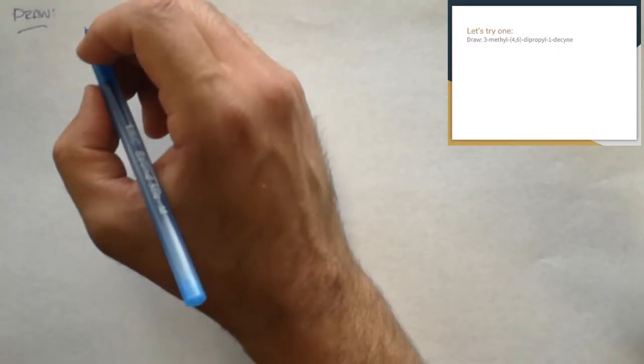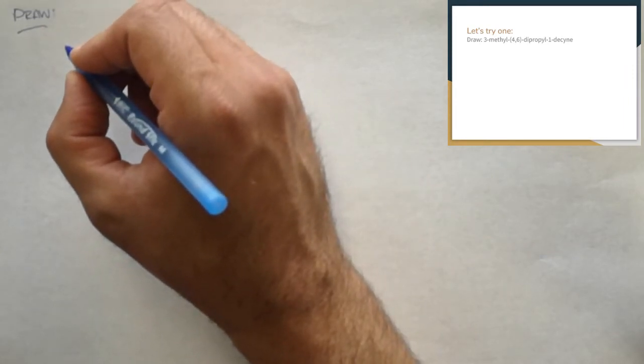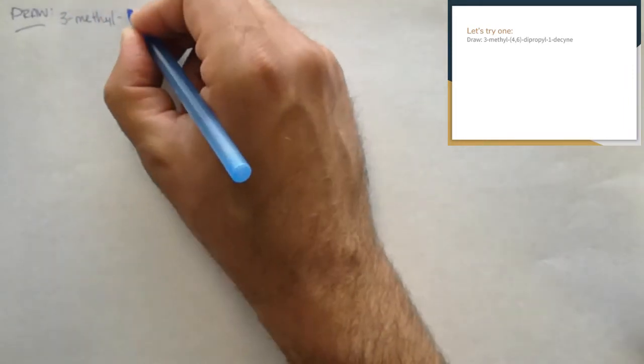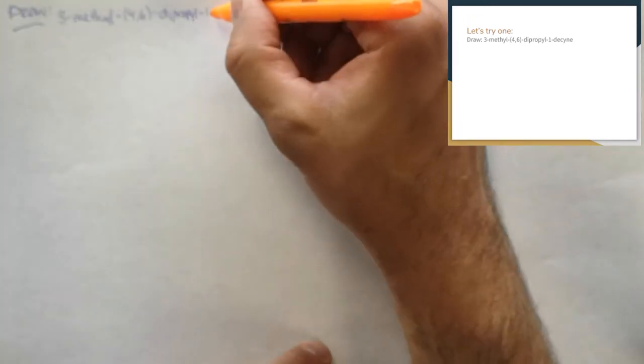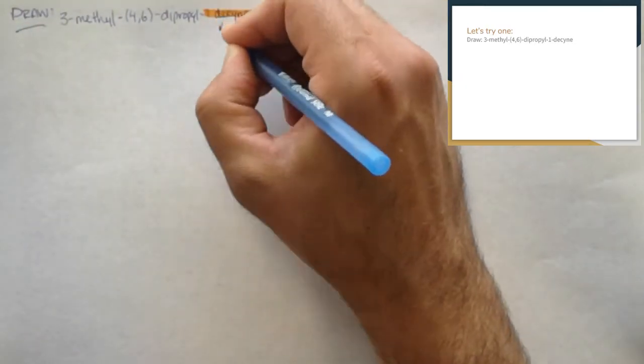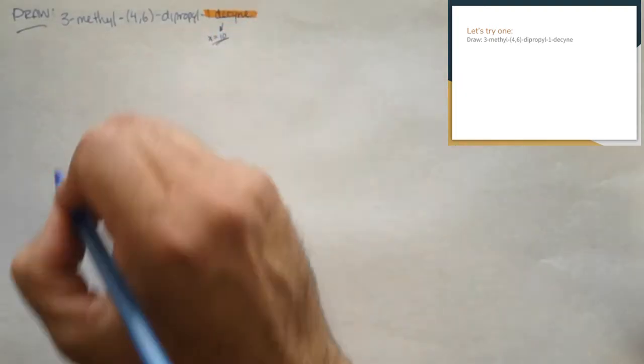Alright, now, let's draw a 3-methyl-4,6-dipropyl 1-decyne. Whew, it's an ugly one. Let's get down to business. So the first thing that we're going to look at here is the parent chain. The prefix deca means that there are 10 carbons, so let's draw those out.